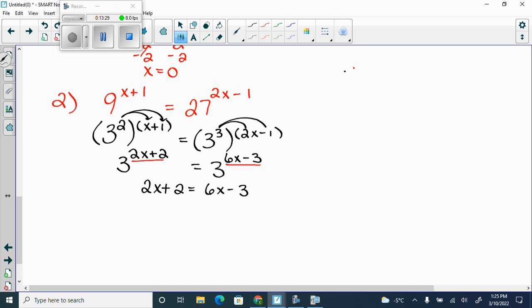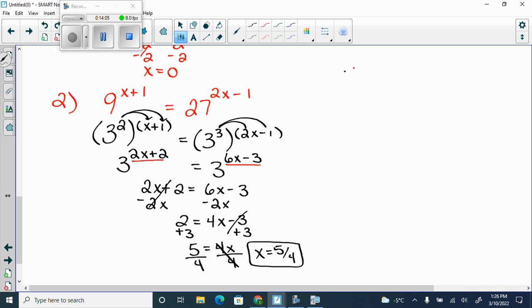And then people get stuck here. If you have two x's, one on each side, don't spend more than 30 seconds figuring out which one to move. Take one and move it, because you need your x's together. So I'm going to minus 2x. So I'm going to get 2 equals 4x minus 3. Then I'm going to add my 3. I get 5 equals 4x. Divide by 4. And x equals 5/4.